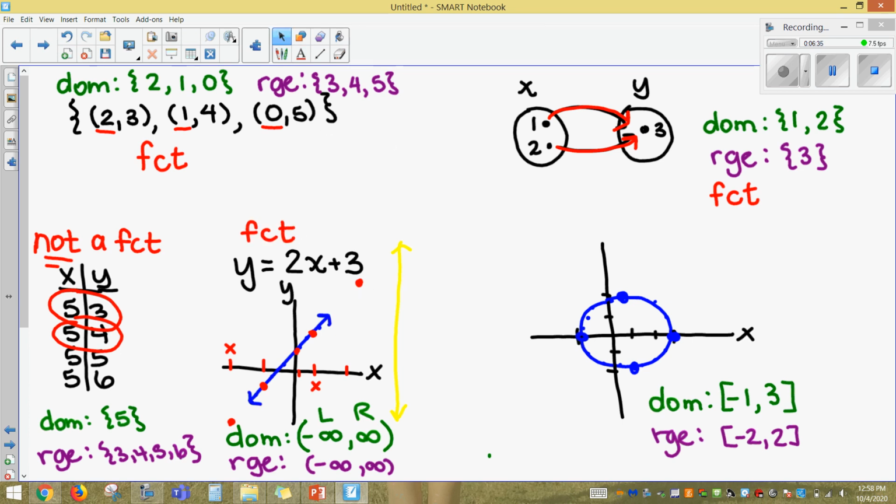But if I can find even one place to draw that vertical line where it intersects my blue graph in 2 or more places, then I say it fails the vertical line test. I'll say this is not a function. So that doesn't mean every place I draw my vertical line it has to cross twice. Out here, it doesn't cross at all. Not in my domain. Here it only touches once, which is fine. But if I can find even one place where it crosses 2 or more times, then I stop and say, well, that's not a function.